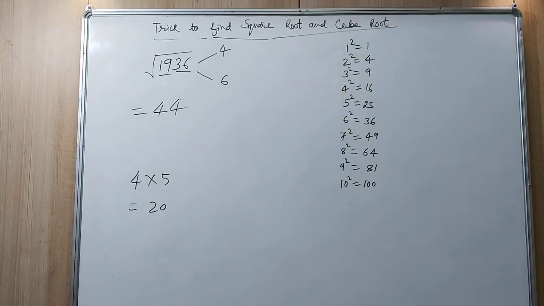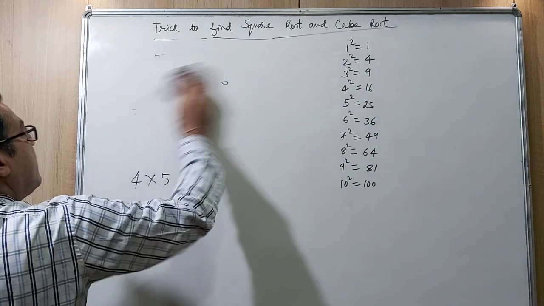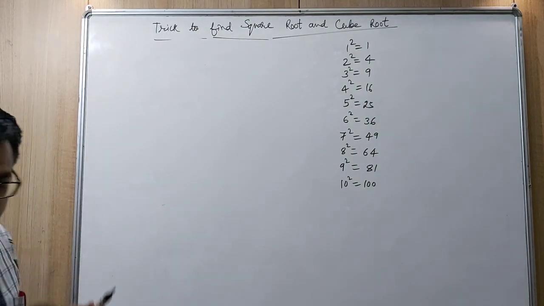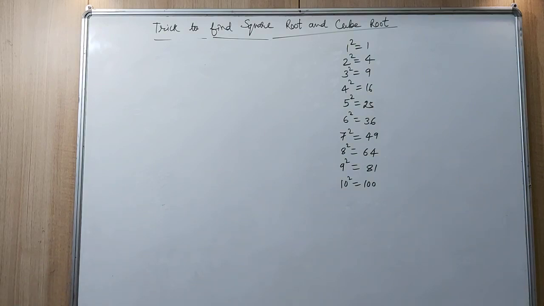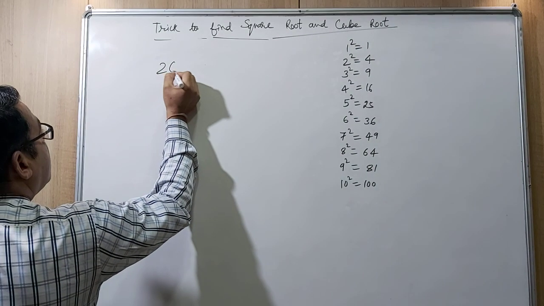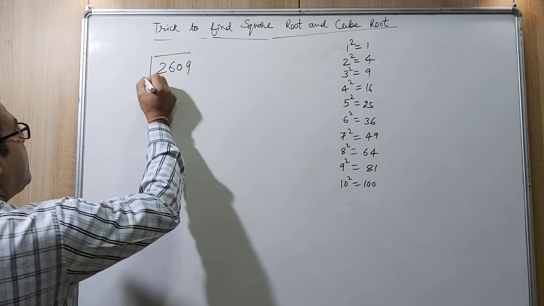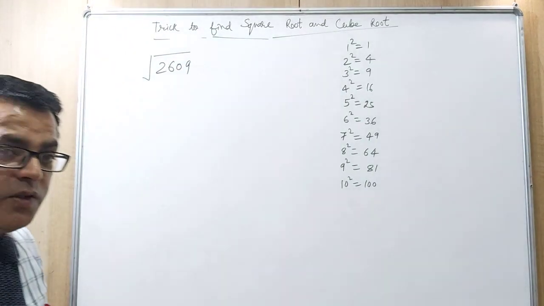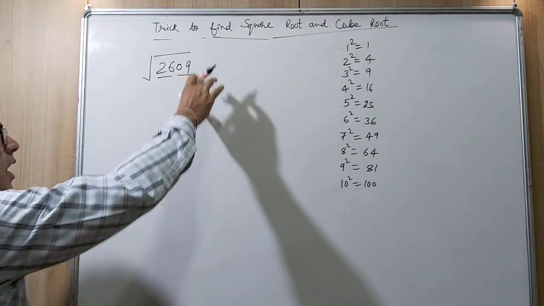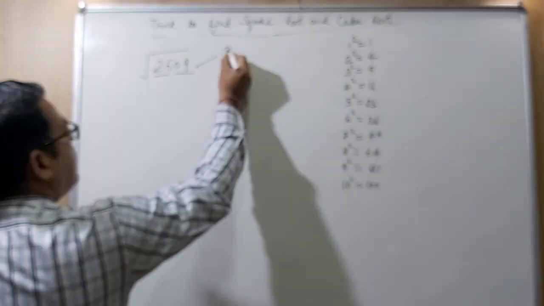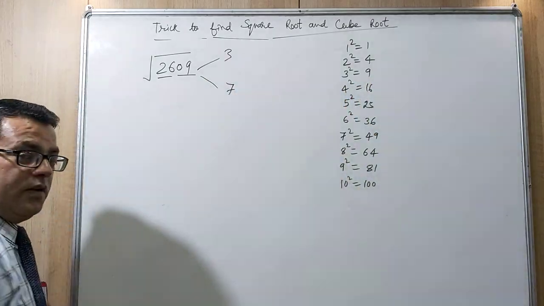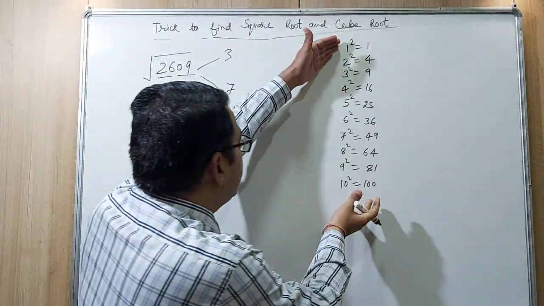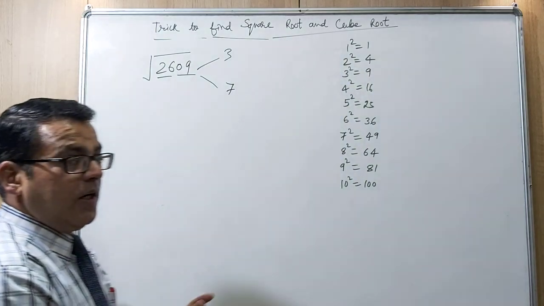Hope you understand. One more question I am taking here for you. This time I am taking 2601. Let's try to find it on your own. So this is the first group and this is the second group. The last digit is 1. So we know that in the square of 1 and 9 we have 1. Right? You must know the squares of the numbers till 100 for this.